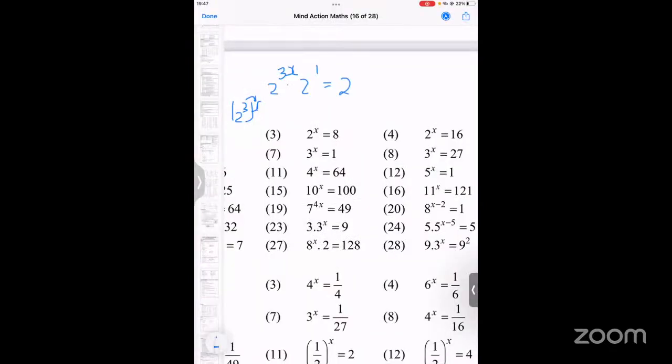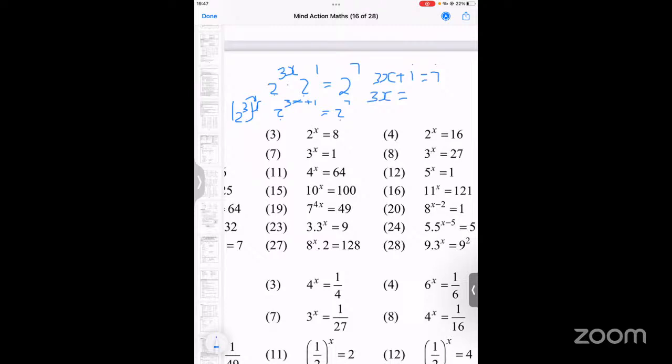I'll explain. So you have 7 there. Now, the law says if you have the same bases, what do you do? You add the exponents. So that means you have 2 to the 3x plus that. Now the bases are the same. You equate the exponents. And then you have 3x, you take this to the other side.